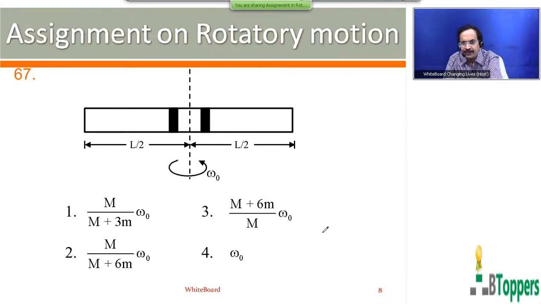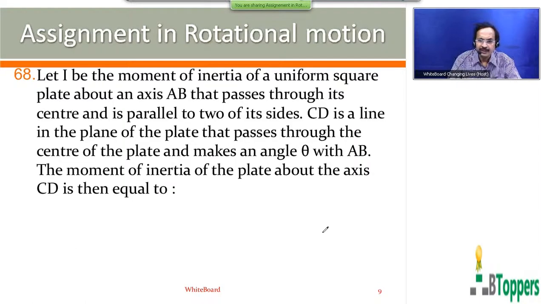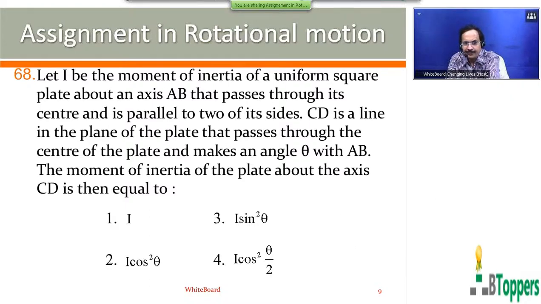So next I am going to show question number 68. Look at question number 68 now. I am going to read out question number 68. Let I be the moment of inertia of a uniform square plate about an axis AB that passes through its center and parallel to two of its sides. CD is a line in the plane of the plate that passes through the center of the plate and makes an angle theta with AB. The moment of inertia of the plate about the axis CD is then equal to.